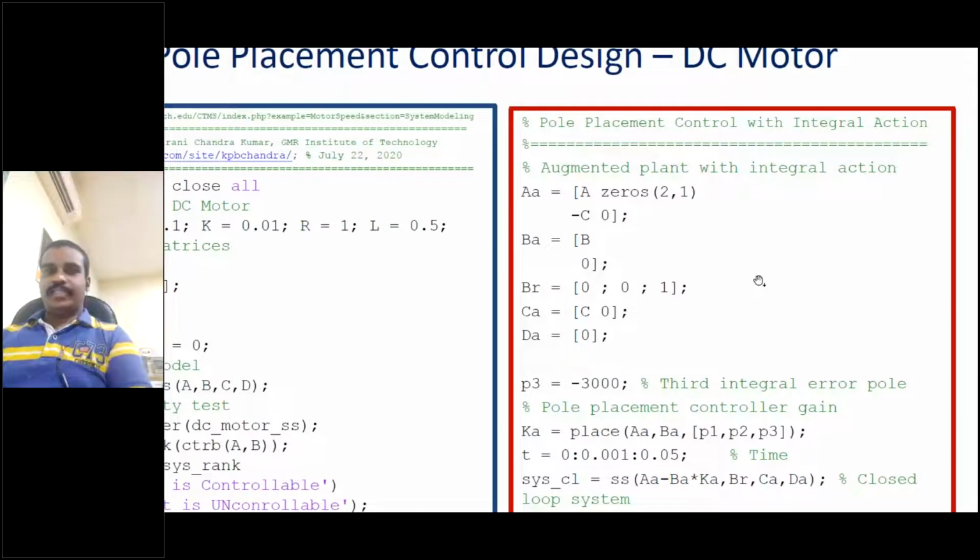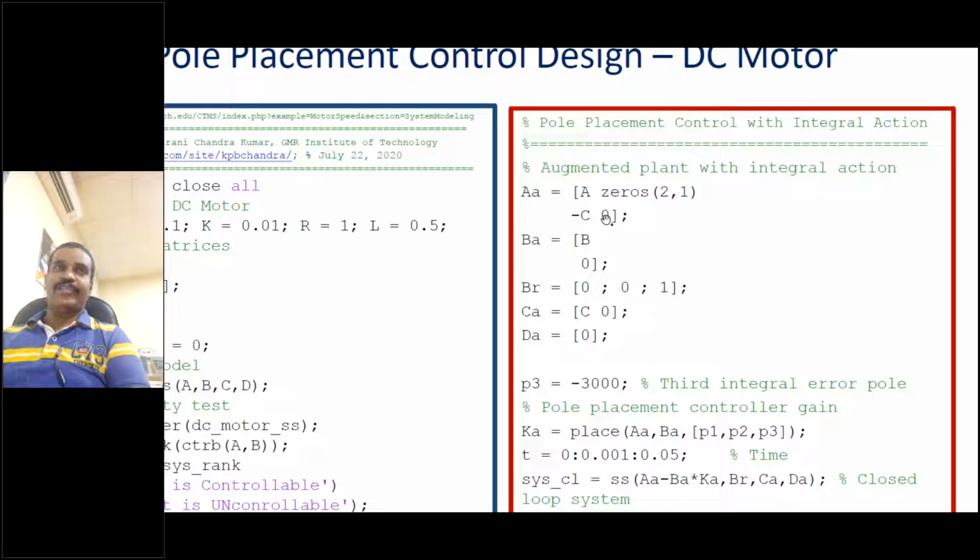When integral action comes into the picture, we have seen that AA, BA, CA and DA are my augmented system. We have seen the integral action augmented system. So A, then zeros of 2 comma 1, which means a 2 by 1 matrix of zeros: 0, 0. Why am I making it 2 by 1? Because A is a 2 by 2 matrix, just to ensure there are no dimensionality issues, we consider zeros of 2 comma 1. And there is only one output, that's why only one zero is here.